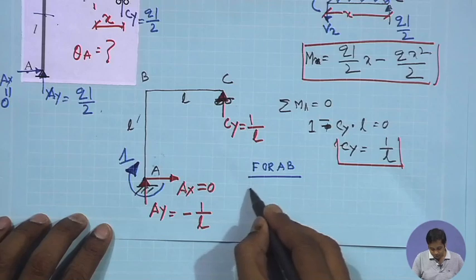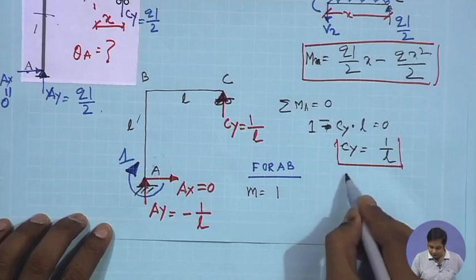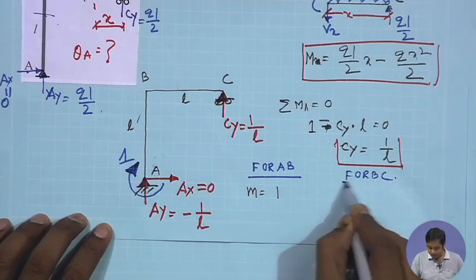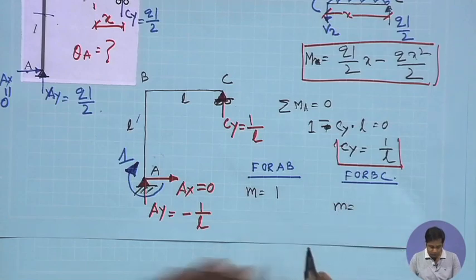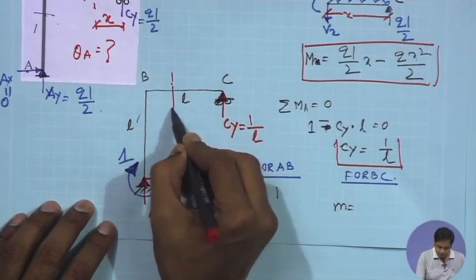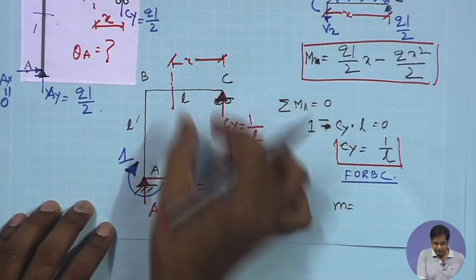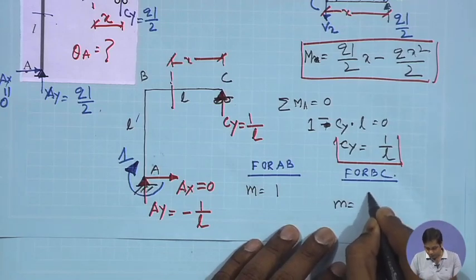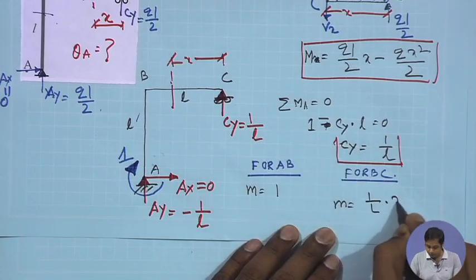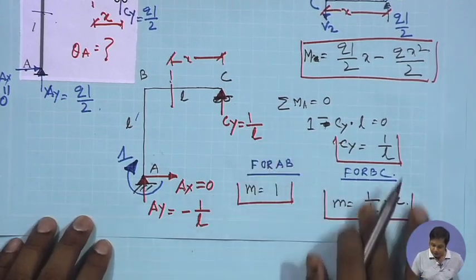So, what you get is, please check, small m is equal to 1 for AB. And similarly, for BC, you take a section here at a distance x from C, draw the free body diagram of this section, and then we get small m is equal to x by L, the Cy load into x. So, x by L. So, this is m for AB and this is m for BC.